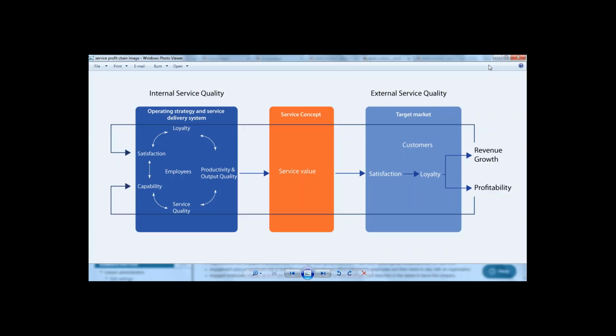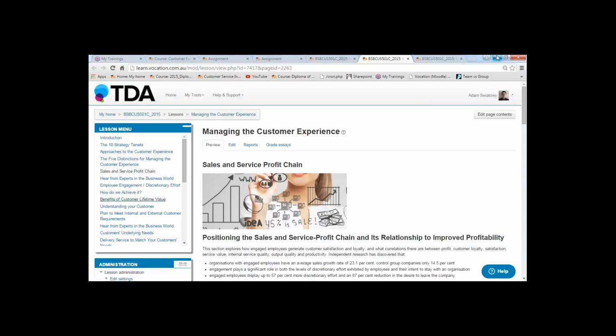And that's actually what it is. The service profit chain establishes a relationship. It's a model, designed as a way of demonstrating how everything is effectively linked: the relationships between profitability, customer loyalty, employee satisfaction, and productivity.